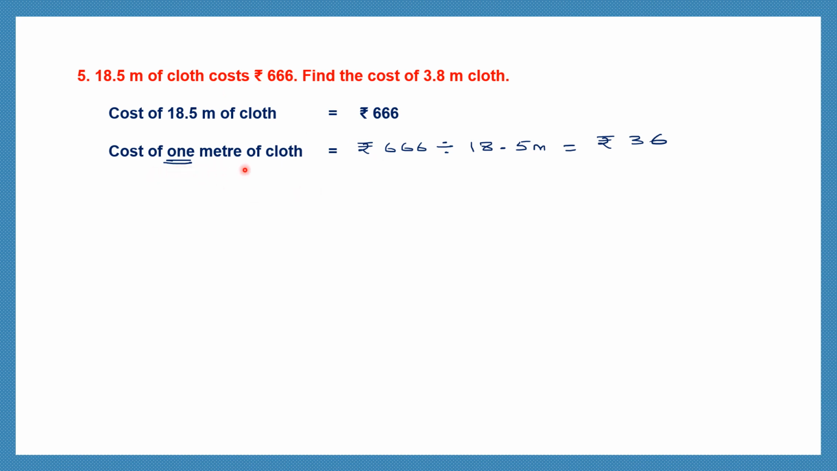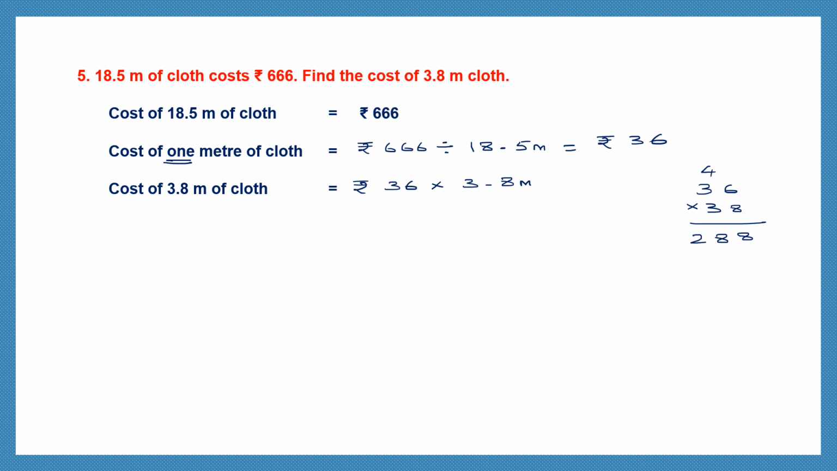So now that we know the cost of 1 meter of cloth, we can find the cost of 3.8 meters of cloth. The cost of 3.8 meters of cloth will be the cost of 1 meter, that is 36 rupees, into 3.8 meters. So this is multiplication of a whole number by a decimal number. Let's ignore the point and multiply 36 into 38. 8 6s are 48, carry 4. 8 3s are 24, plus 4 is 28. Next we're going to multiply by 3. So we begin with a 0. 3 6s are 18, carry 1. 3 3s are 9 plus 1, 10.